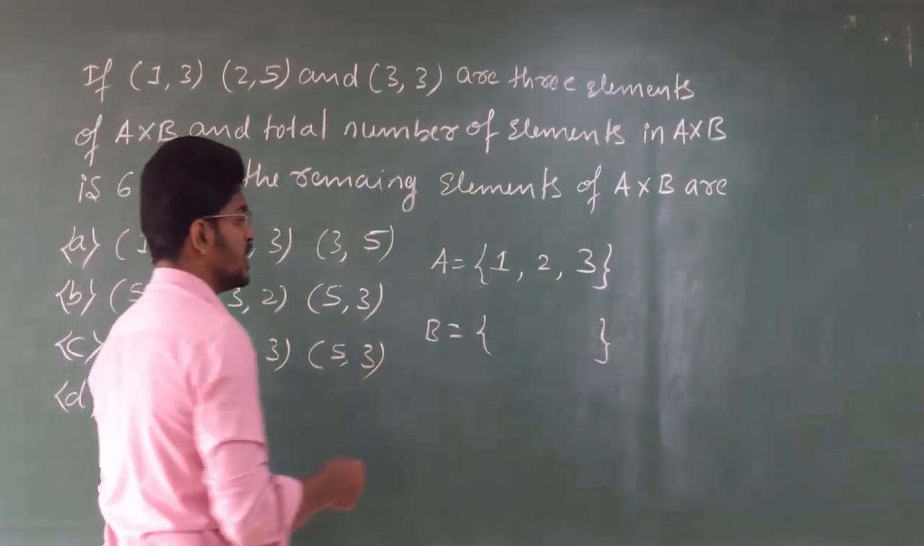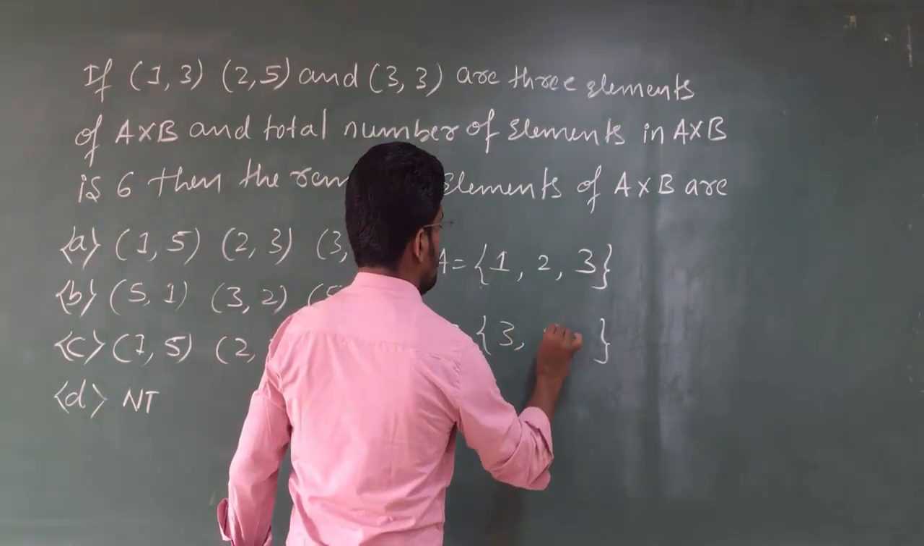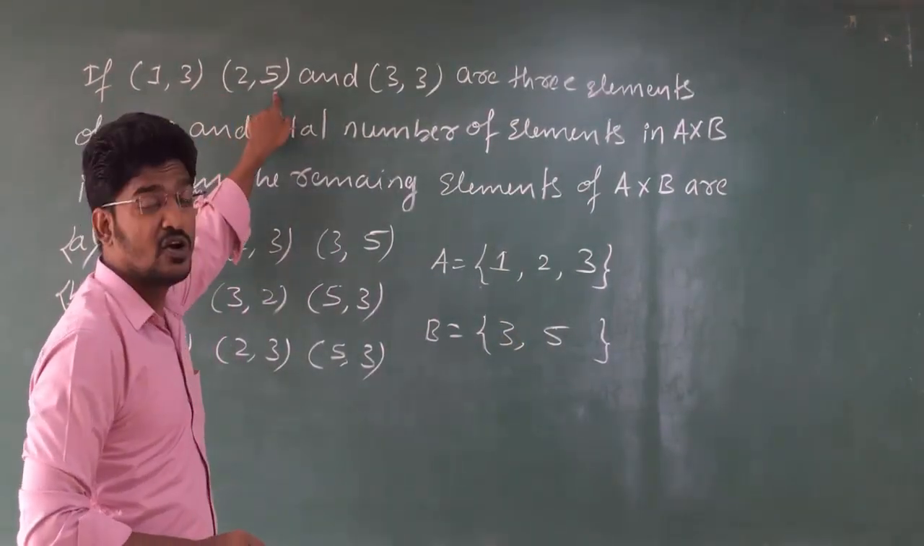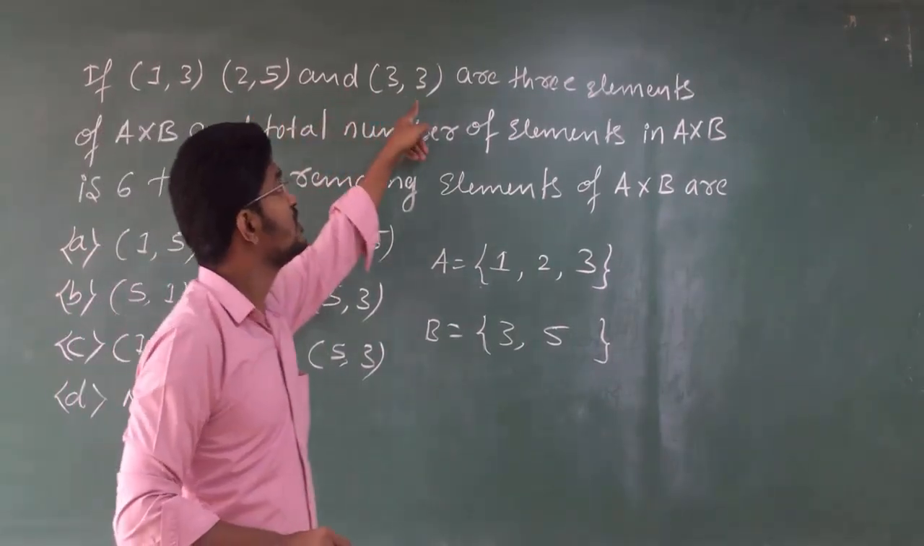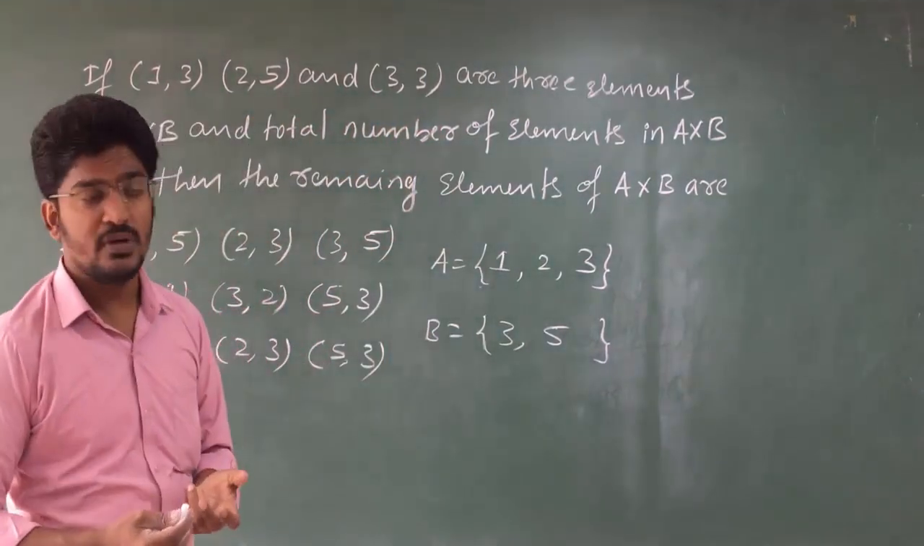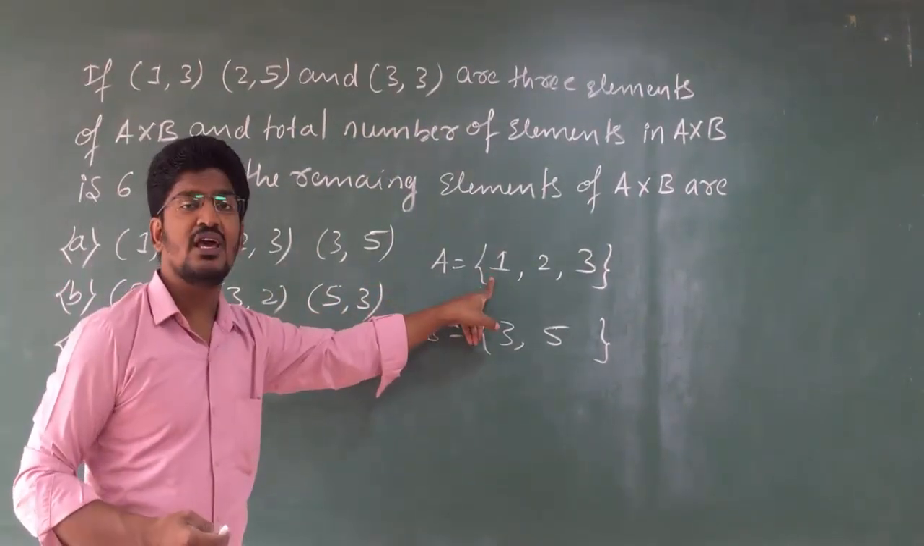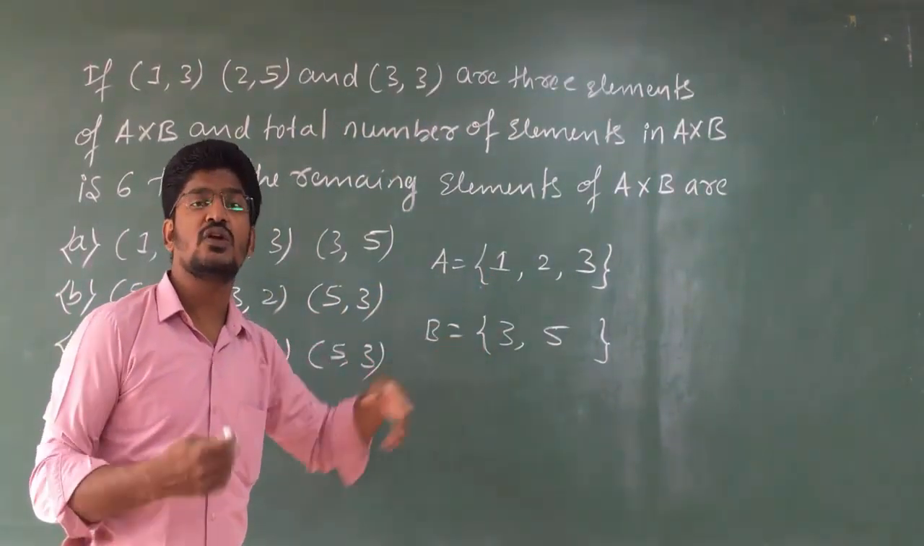3 and 5. Because see, in the first order pair the second element is 3, in the second order pair the second element is 5, in the third order pair again it is 3, no problem. So 3 is already written. See, so here you have 3 elements, here you have 2 elements. What is the meaning of that?